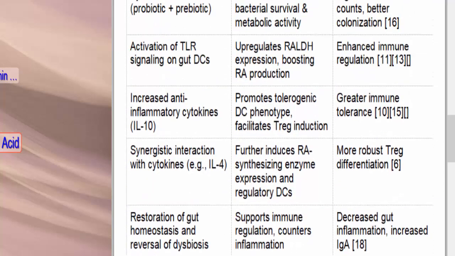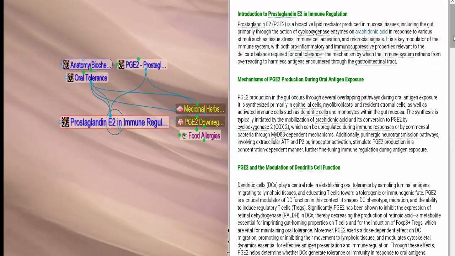So now let's move on to another very important factor for maintaining and creating oral tolerance, which is going to be prostaglandin E2. That is a bioactive lipid mediator produced in mucosal tissues, including the gut. It's produced through the action of cyclooxygenase enzymes. If you've ever seen COX-1 or COX-2 inhibitor, COX-1 or COX-2, that's cyclooxygenase.